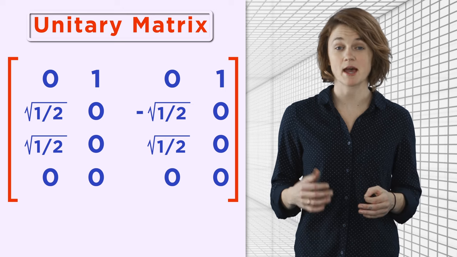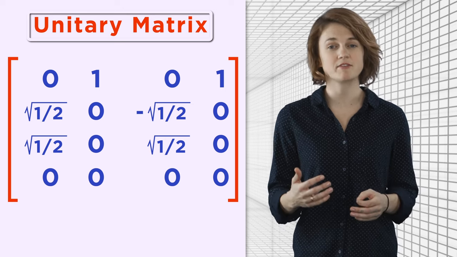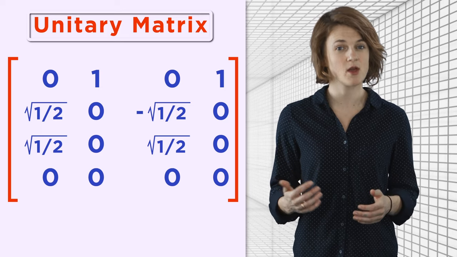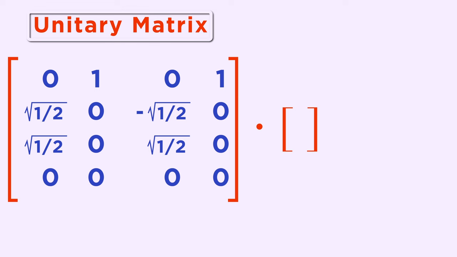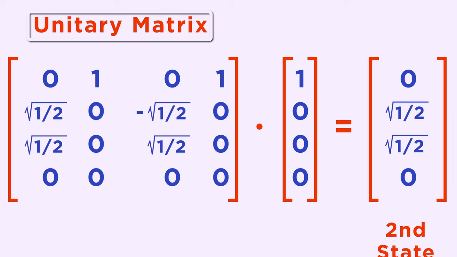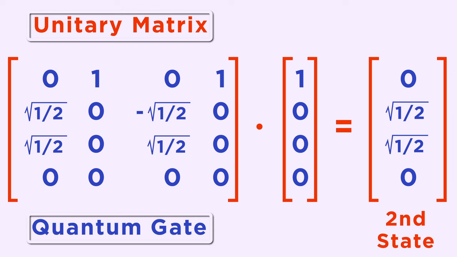For our purpose, a matrix, specifically a unitary matrix, is a block of numbers that describes how vectors move around the sphere. When we multiply it by the starting vector, 1, 0, 0, 0, we get back a new vector, which represents our second state. Each quantum gate is a different unitary matrix, changing the vector, which represents the state of the qubits.